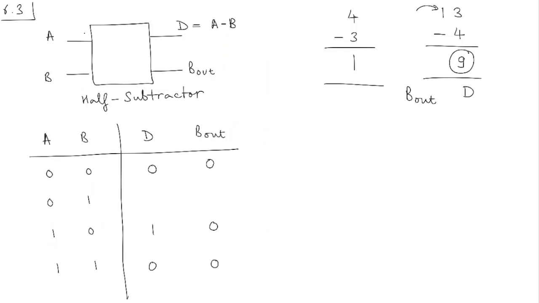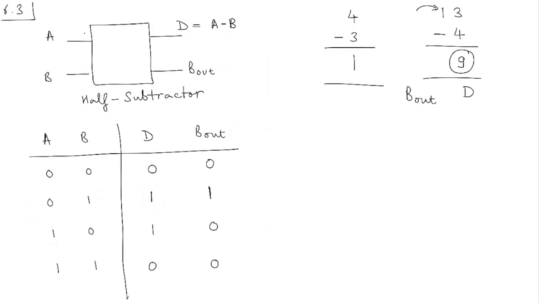Now 0 take away 1, this case is different, right? Because for 0 take away 1, the difference cannot be found out unless you have a borrow. So your B out is going to be 1. So you have a borrow. And once you borrow, what happens to this number? This becomes 10. So 10 minus 1. 10 is equivalent to decimal 2. So 2 take away 1 is 1. So you get a difference of 1. Okay, hopefully this makes sense. And so that's our truth table.